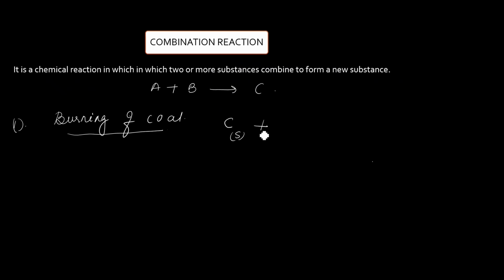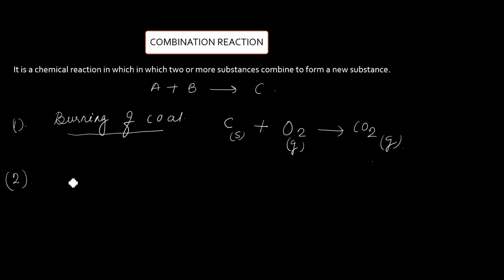Now we will study combination reaction in detail. So what is combination reaction? It is a type of reaction in which two or more substances combine to form a new substance. So A plus B is forming a product C. Let's see one example here: burning of coal is an example of combination reaction. Carbon in the solid state reacts with oxygen in the gaseous form and forms carbon dioxide gas.